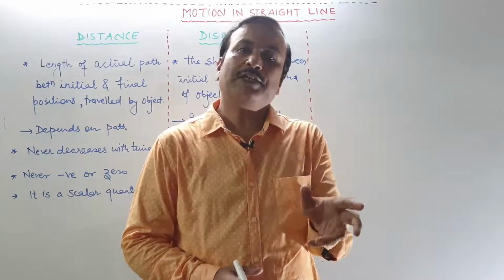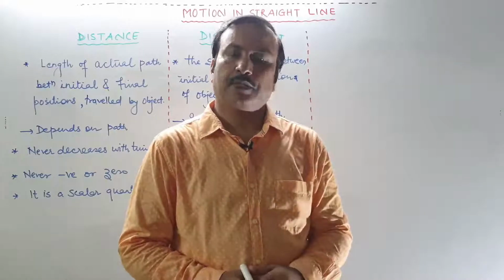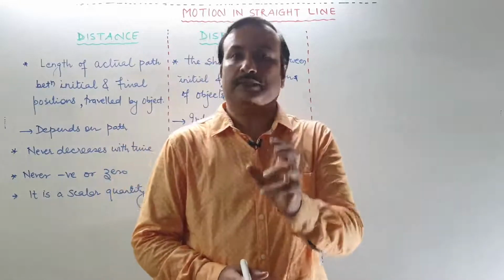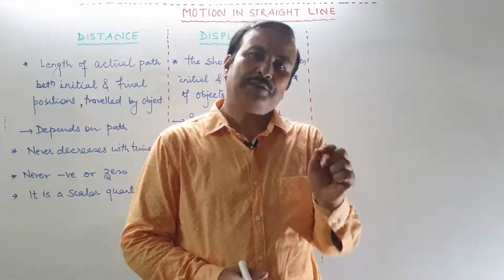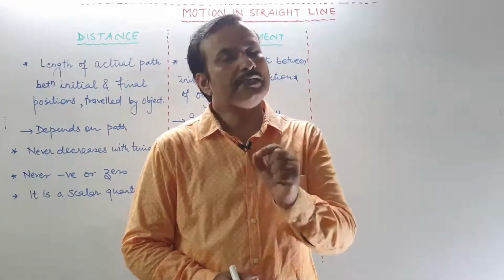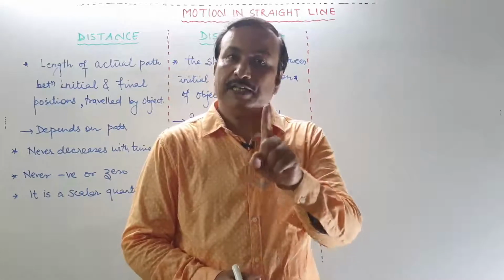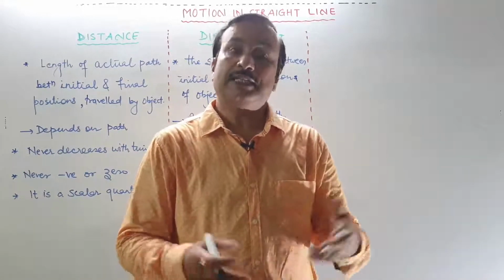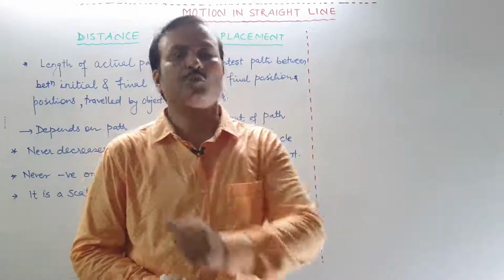Because you are not following that you should go with the shortest path, you can go through any path. Okay, so distance basically is the actual path which you follow. आप किसी भी रास्ते से जा रहे हैं, बट आपने कितना किलोमीटर एक्चुअल पाथ फॉलो किया है, दैट इज द डिस्टेंस ट्रेवल्ड, राइट. You will find distance covered will never be zero, it cannot be negative, it is a scalar quantity, and distance never decreases with time.